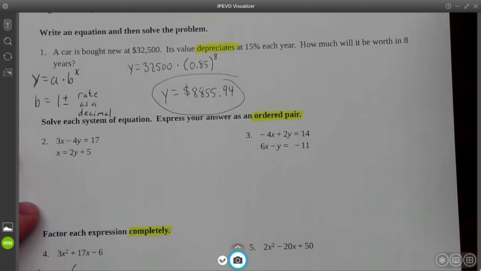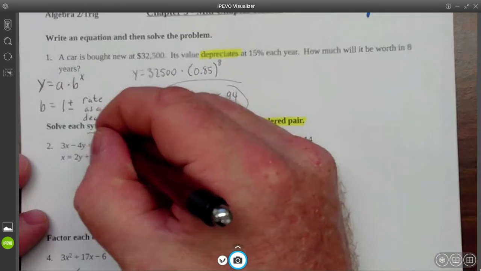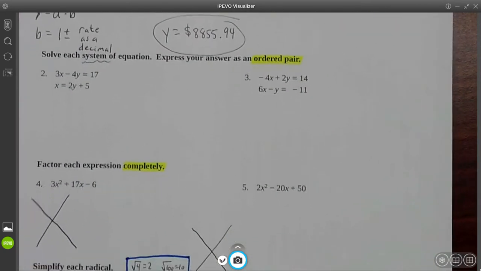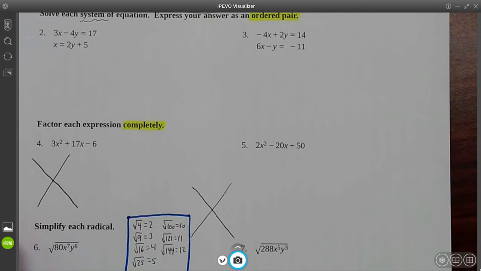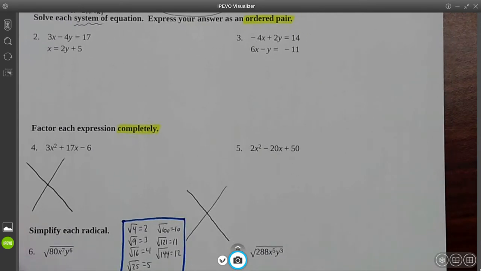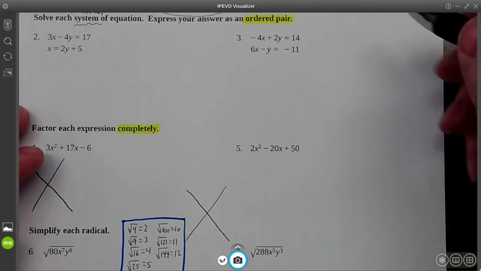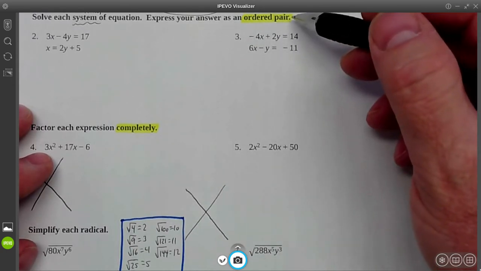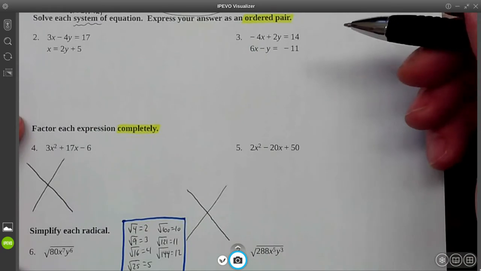Next, we're going to solve a system of equations. Now, when it says system, it means more than one equation at a time. So in this case, we have 2 equations and 2 variables. In order to solve them, we need to get it to 1 equation and 1 variable. Here's a key vocabulary term that they brought up. They wanted their answers in ordered pairs. So that means the x comma y.